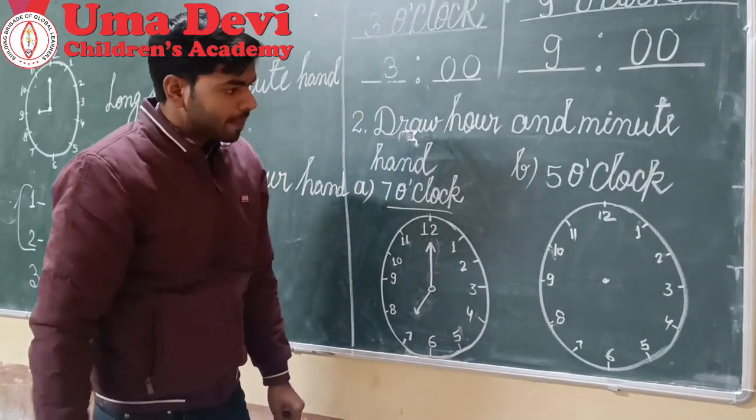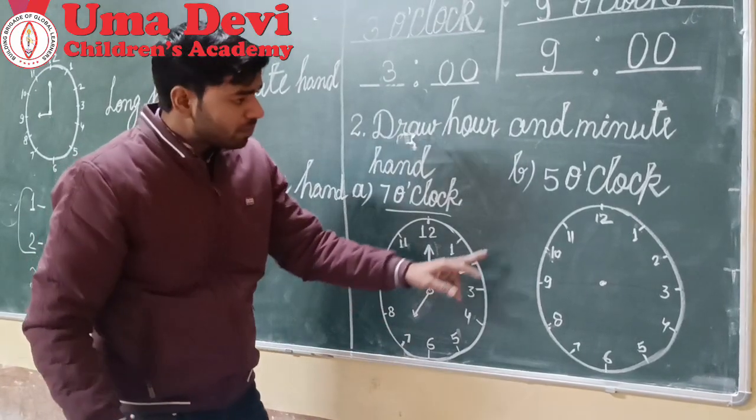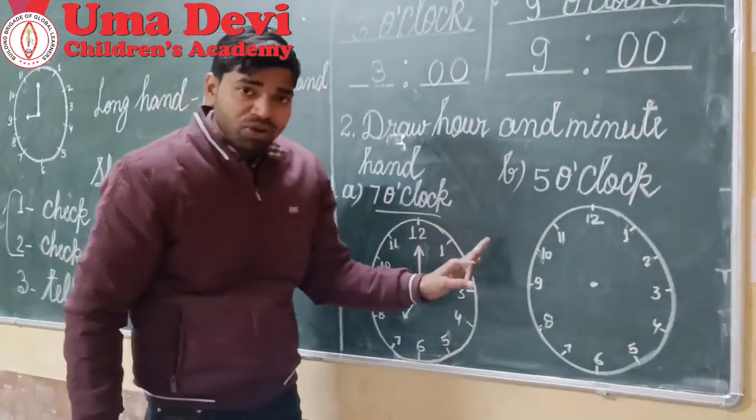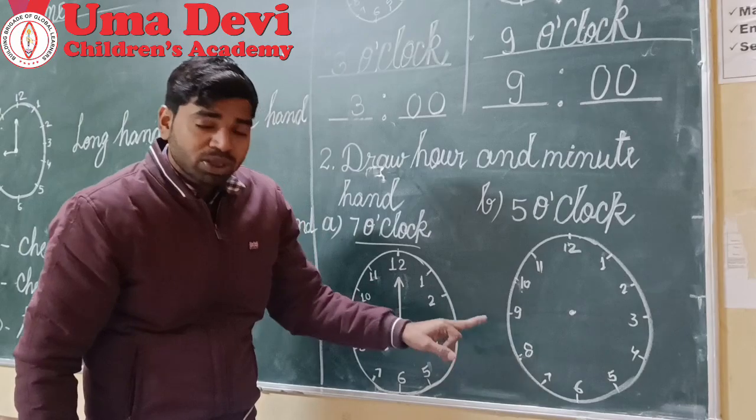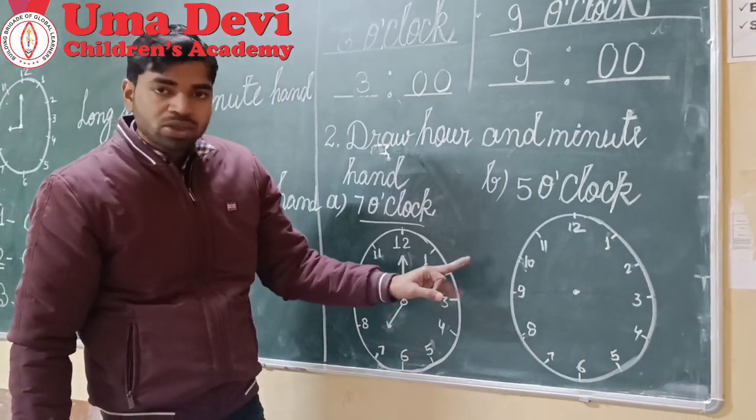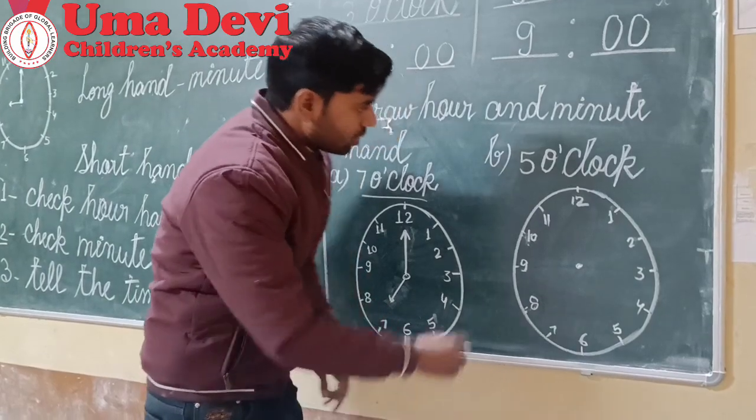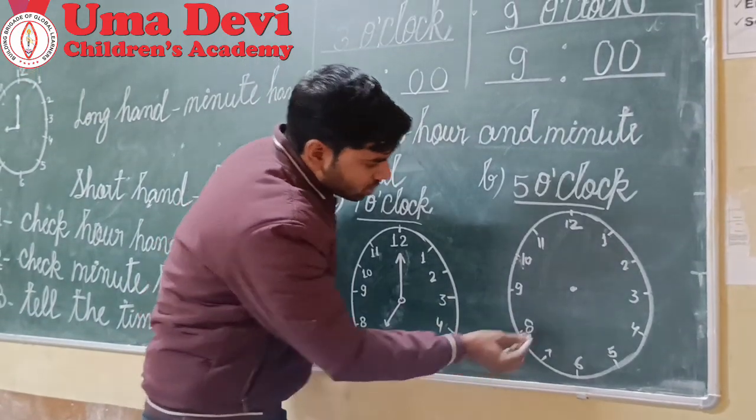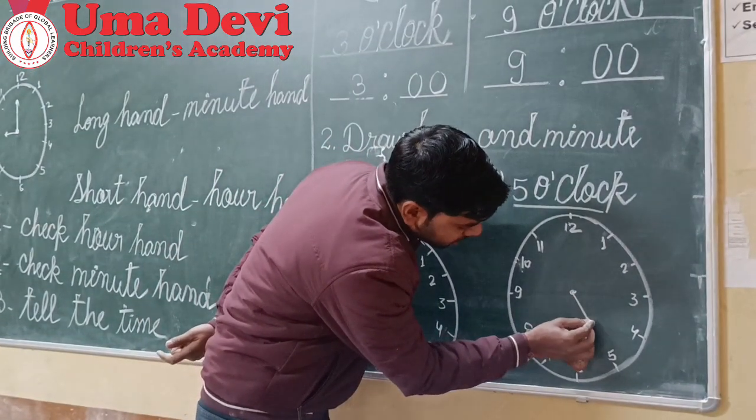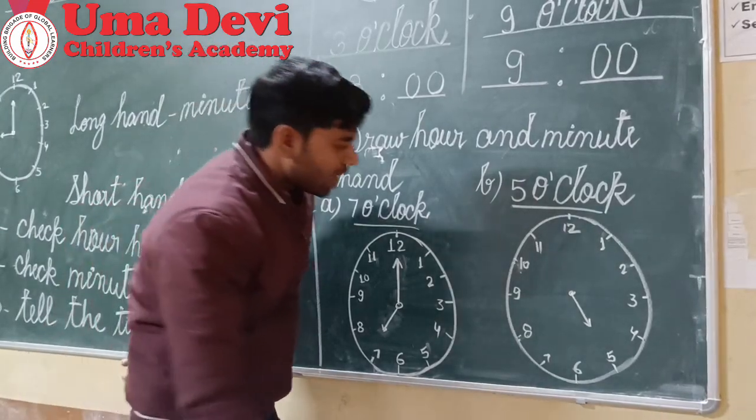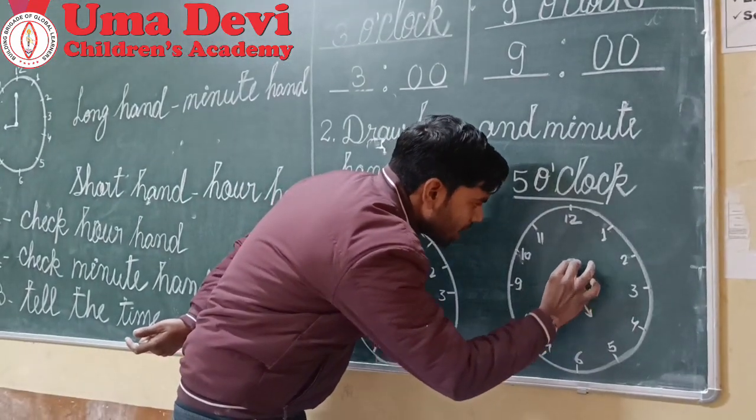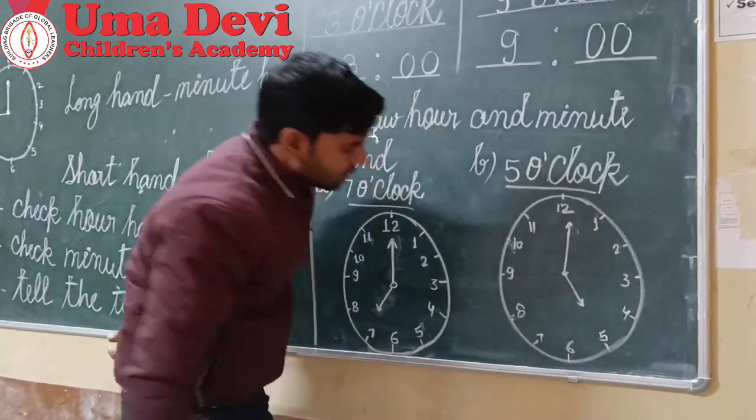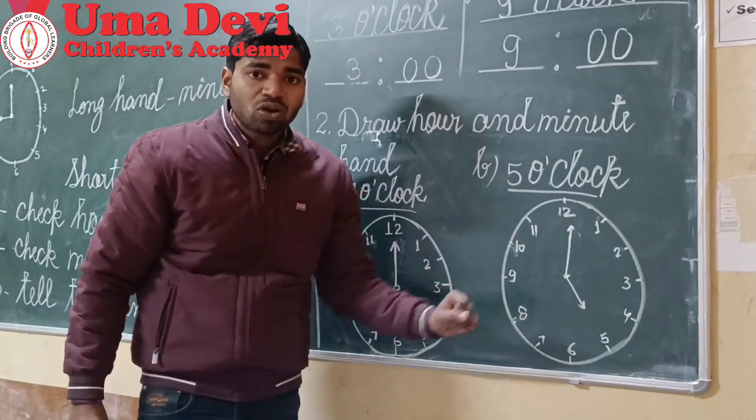Pause it. I hope you have completed this question. So now, have you drawn the hands of this clock? Yes or no? No. So look at it. I am telling you. What is the time? The time is 5 o'clock. So we will draw the short hand pointing to 5. Then we will draw the long hand pointing to 12. Okay. So now this is 5 o'clock.